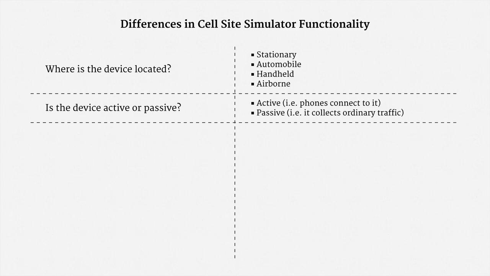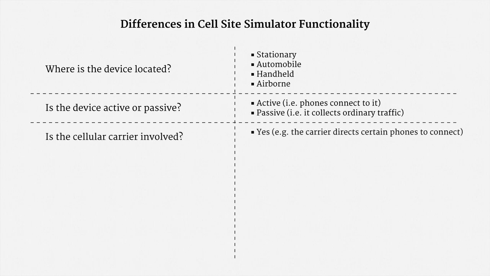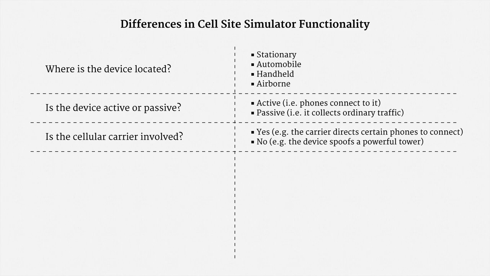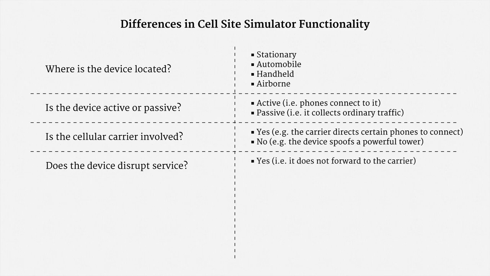Yet another question is, is the cellular carrier involved? Sometimes it is, such as when the carrier directs certain phones to connect to the device. Often it isn't, such as when the device spoofs a powerful cell tower. Here's another question. Does the device disrupt cell service? Usually it will, by not forwarding information onto the carrier. But sometimes the carrier works with law enforcement, so services aren't interrupted.